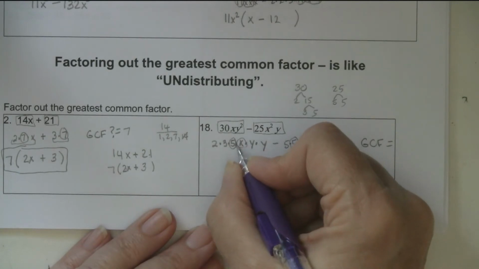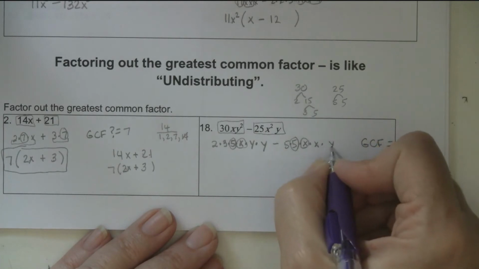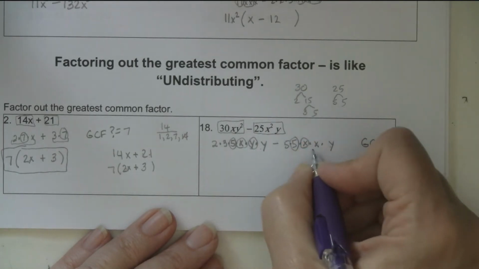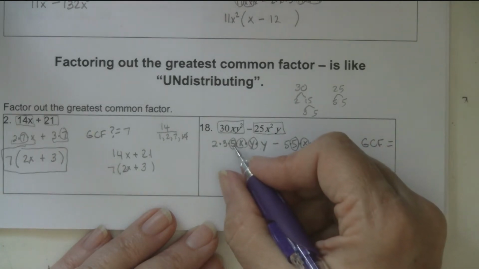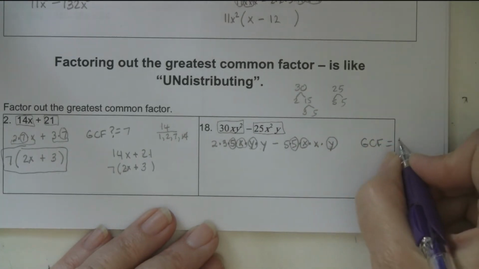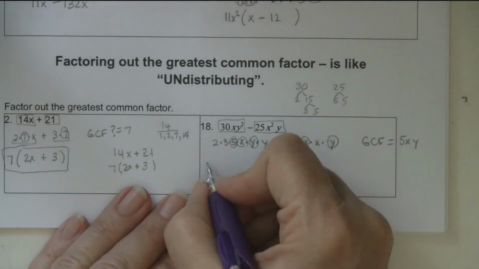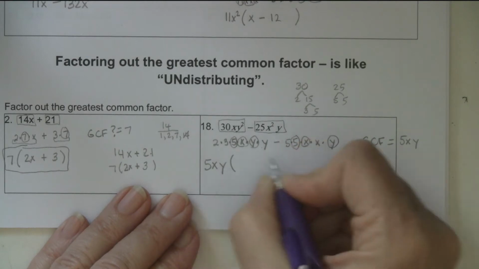They have an x in common. They have a y in common. This one only has one y, this one has two y's, so they have one y in common. And now they both are telling me what they have in common: 5xy. 5xy is what they have in common. So if you knew that they had 5xy in common, great, and you would have been at this step writing the 5xy in the front.